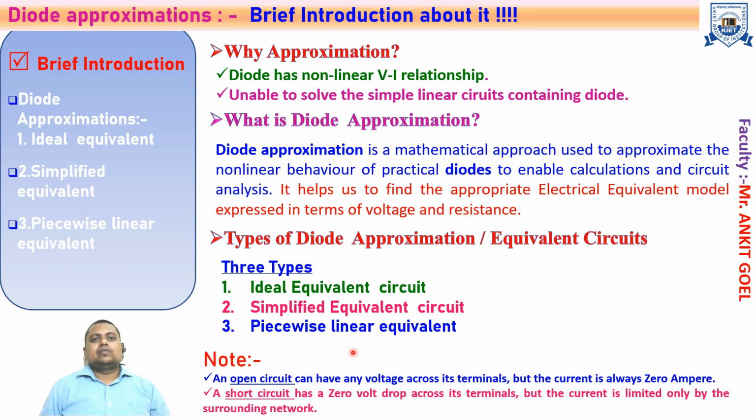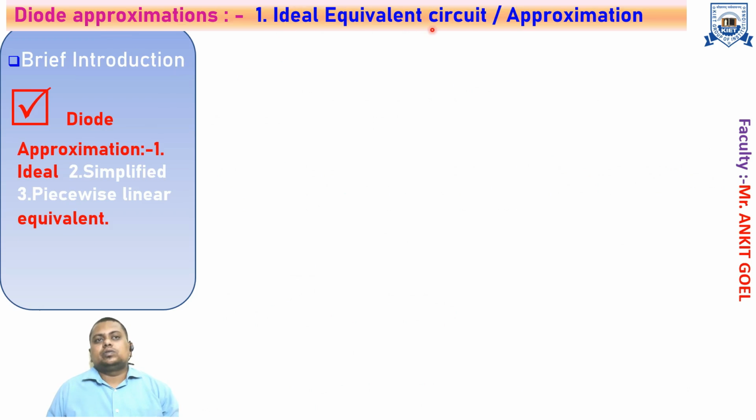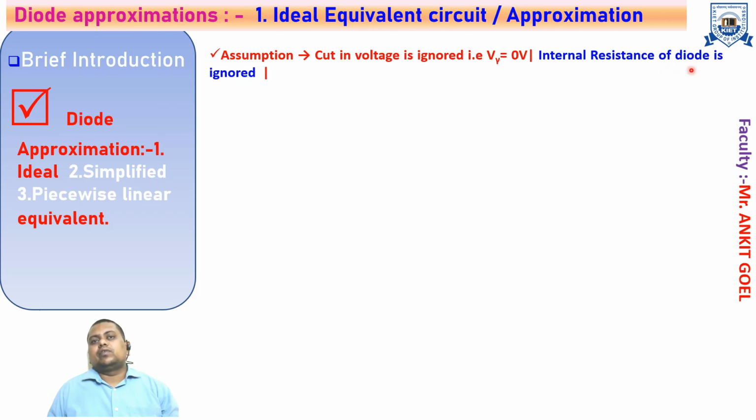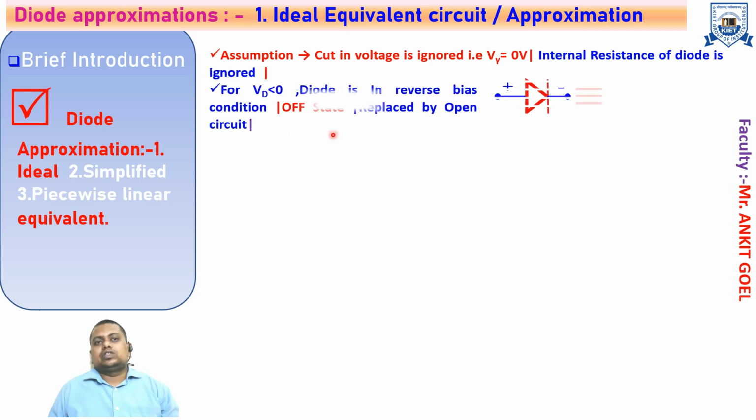So let's start with the first diode approximation, that is the ideal equivalent circuit approximation. In this approximation, both the cut-in voltage as well as the internal forward resistance of the diode are ignored, right? So we will not consider the cut-in voltage, we will take it as 0 volt. When the voltage across the diode is less than 0 volt, the diode is said to be operating in the reverse bias condition. There will be no flow of current and it will be in the off state. So we model this behavior by the open circuit.